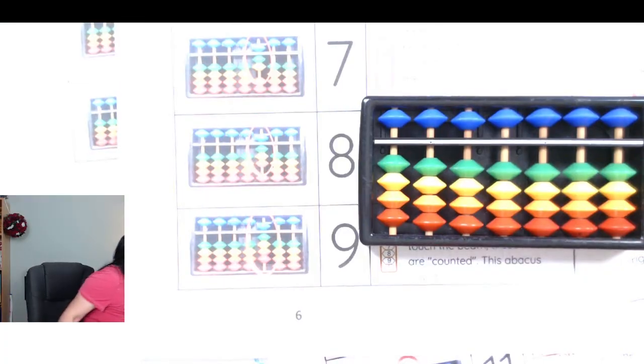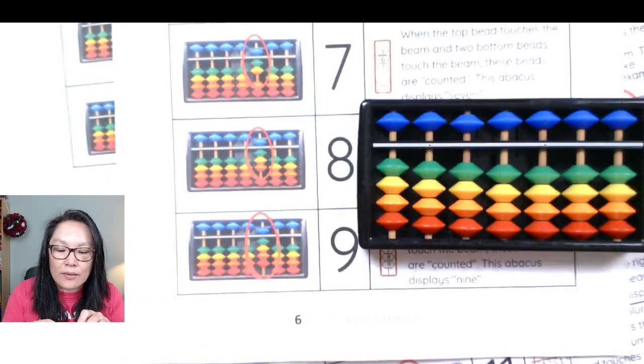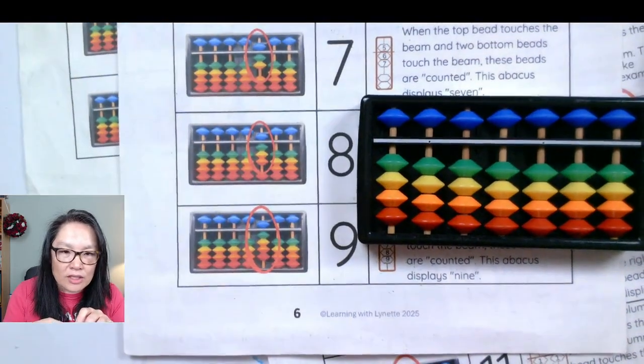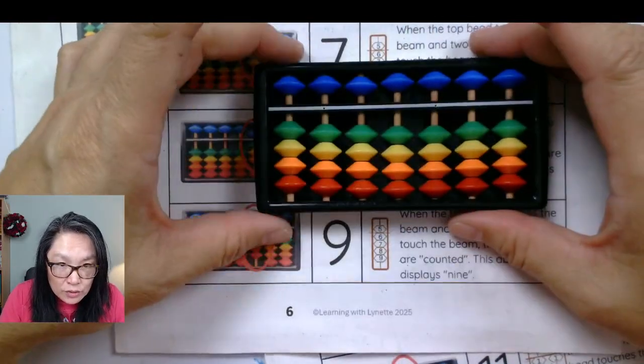But the first thing we're going to do is understand how to read the abacus and learn how to move the beads. Because what is division and multiplication? It's just fast addition and subtraction. So the biggest thing is to understand how to move the beads.